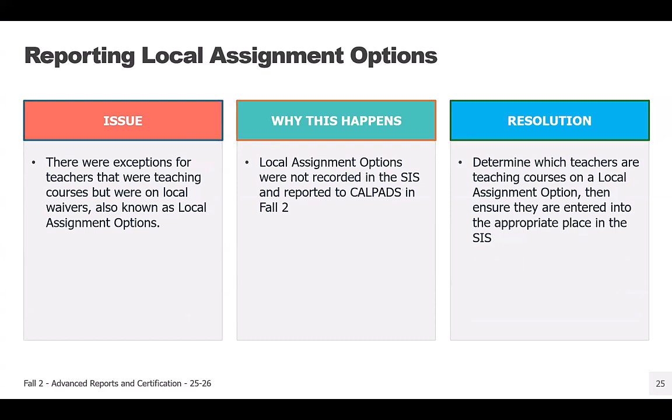So exceptions also trigger for teachers that are teaching courses but are on local waivers, also known as local assignment options. And the reason this happens is because local assignment options are not recorded in the SIS and reported to CalSAAS in Fall-2. So to address this, you would need to determine which teachers are teaching courses on local assignment option and then ensure that they are entered in the appropriate place in your local SIS and reported to CalSAAS.